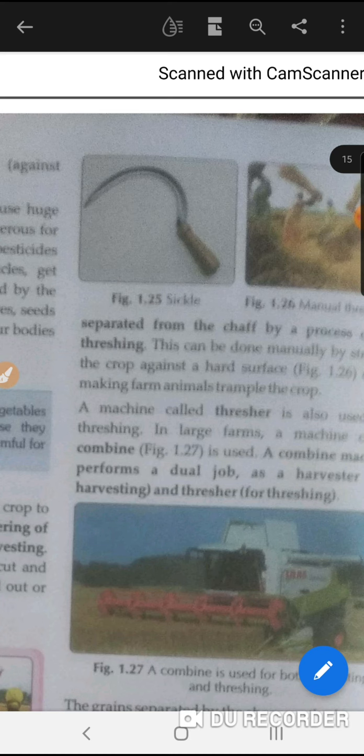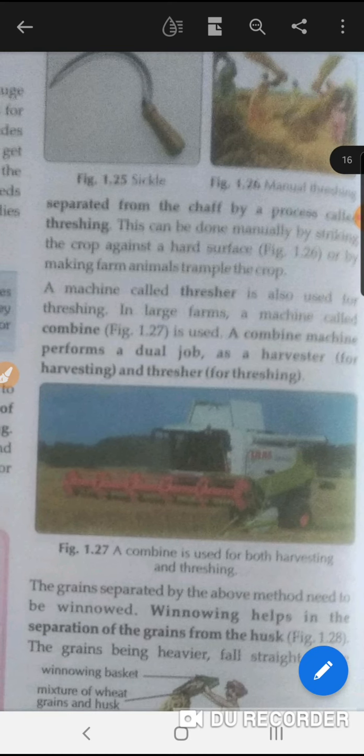That is called threshing. For this, what do you have to do? A machine called a thresher is also used, and manually it is done by striking the crop against a hard surface.